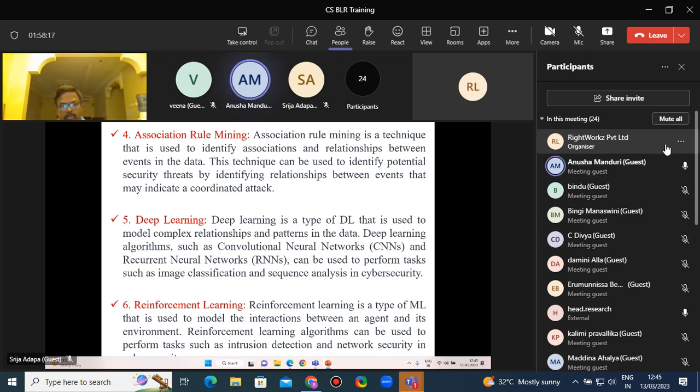Sixth one is reinforcement learning. Reinforcement learning is a type of ML that is used to model the interactions between an agent and its environment. Reinforcement learning algorithms can be used to perform tasks such as intrusion detection and network security in cybersecurity. Next slide.